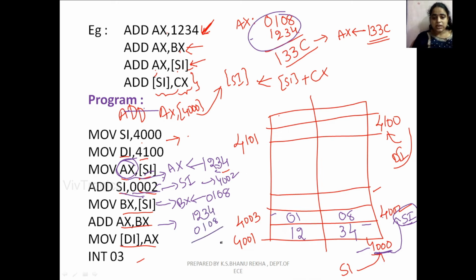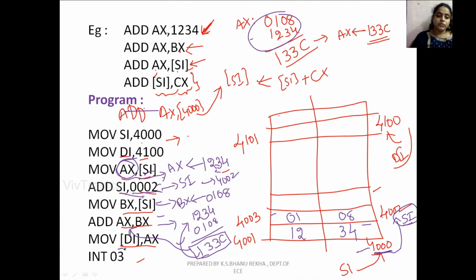You can see C331. So 133C is the result here. So where will this go? This will go into the destination. Why will it go into the destination? Because of the add instruction syntax. So add destination comma source means it adds the two operands, source operand and destination operand, and stores the result in the destination operand. Okay. So this will go to the AX register.